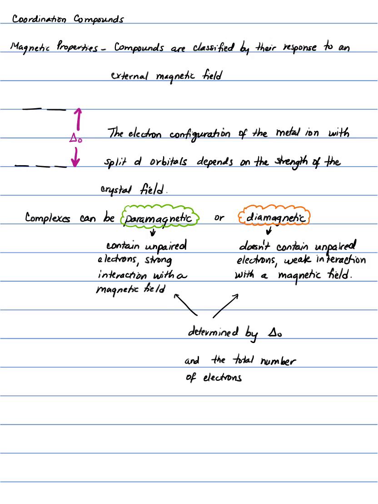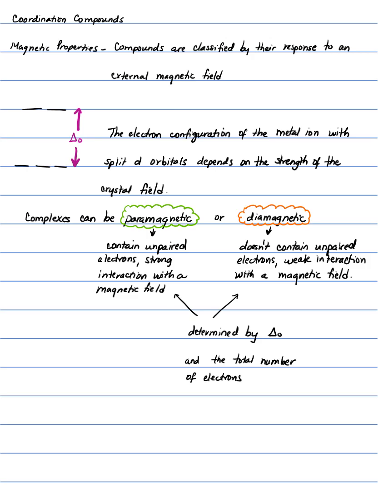Coordination compounds will exhibit magnetic properties. Magnetic properties are those properties that the compounds are going to exhibit when they are exposed to an external magnetic field. These magnetic properties are going to be determined by the splitting of the d orbitals. The electron configuration that you're going to have for those electrons in the d orbitals of the metal ion is going to depend on how large or small the splitting between your d orbitals is.